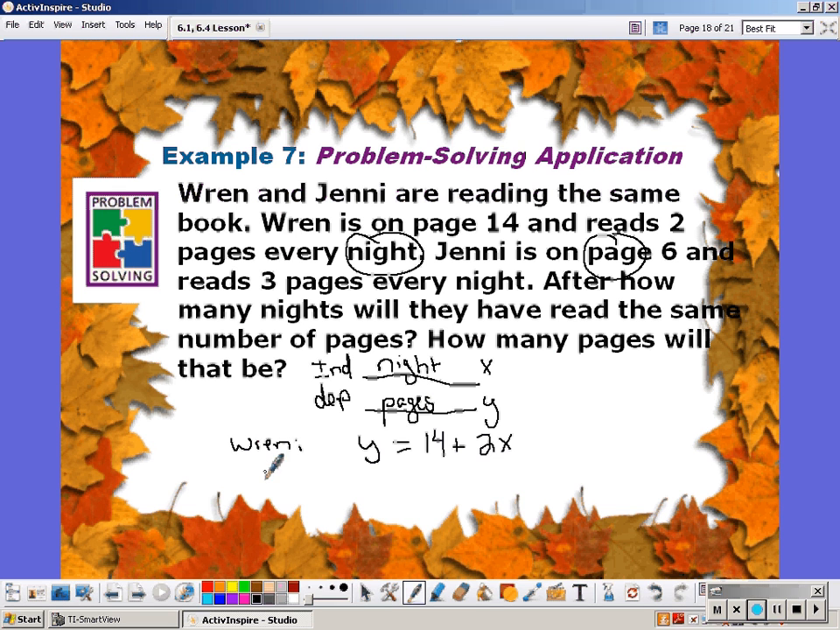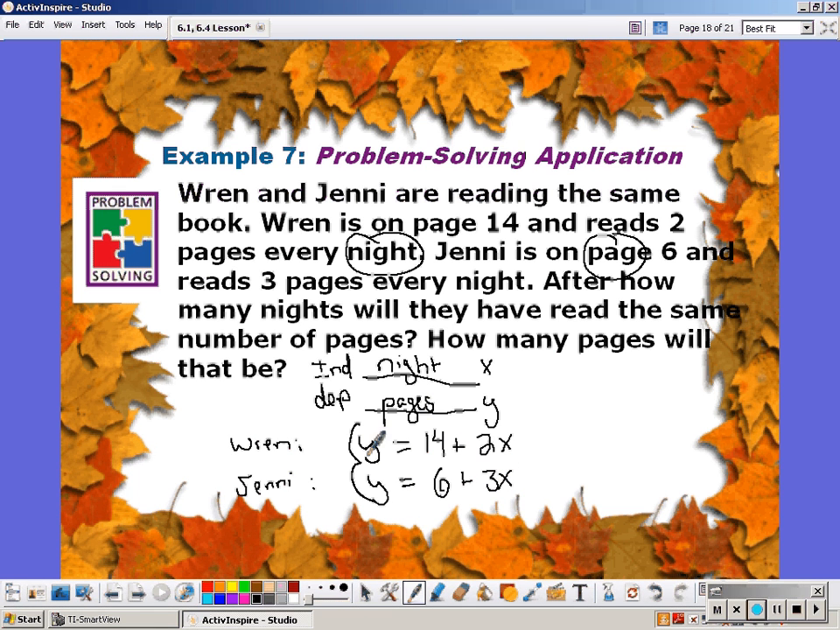And then let's do Jenny. Okay, well, she started on page 6, the number of pages that she's read. Y equals, the number of pages is Y. 6 to start, and then 3 pages every night. 3 times every night. Nights is X. Okay, so we have 2 equations, and those are related to each other. And after how many nights will they have read the same exact number of pages? And how many pages will that be?